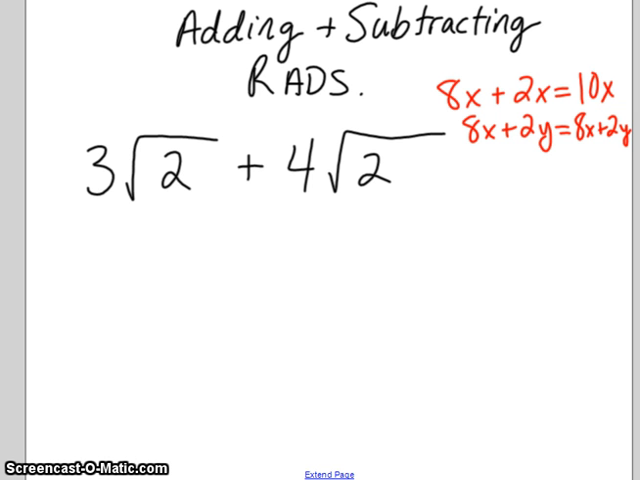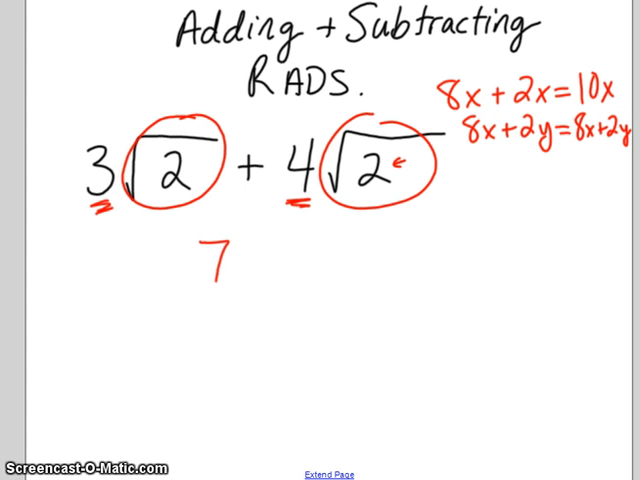Same thing goes for when you add or subtract radicals. If you have like radicals, where the radicand is the same number, you can combine those numbers. You can combine the coefficient in the front. So 3 square root 2 plus 4 square root 2, we just add 3 and 4, and it's 7 square root 2.